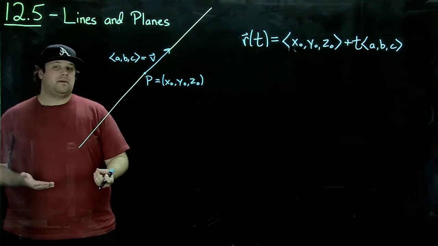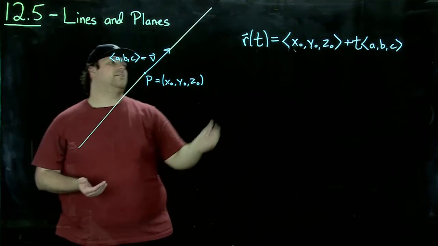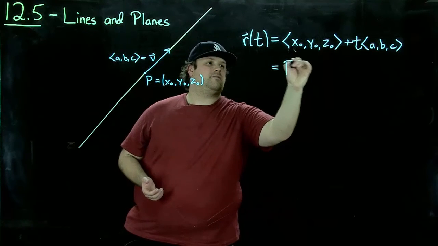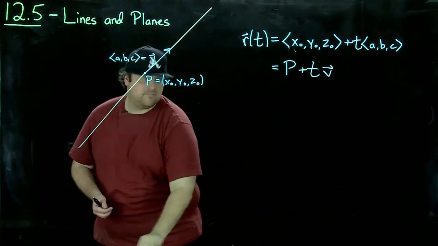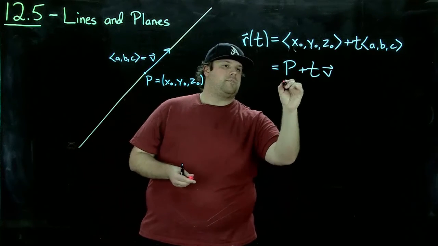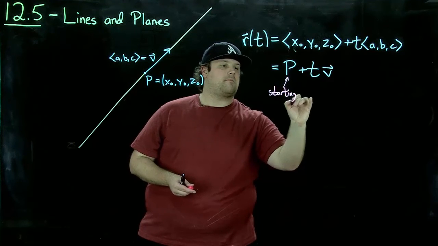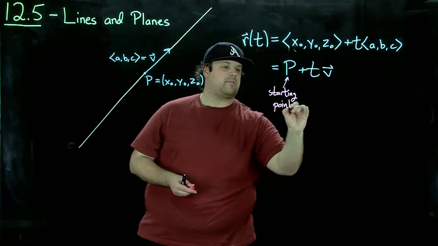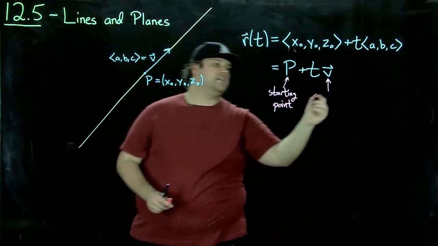A nice way to remember this, instead of just trying to look at this formula here, is to think of this as point plus t times direction. So let's call this the starting point. And V, remember, that's how we move along this line, that's the direction.